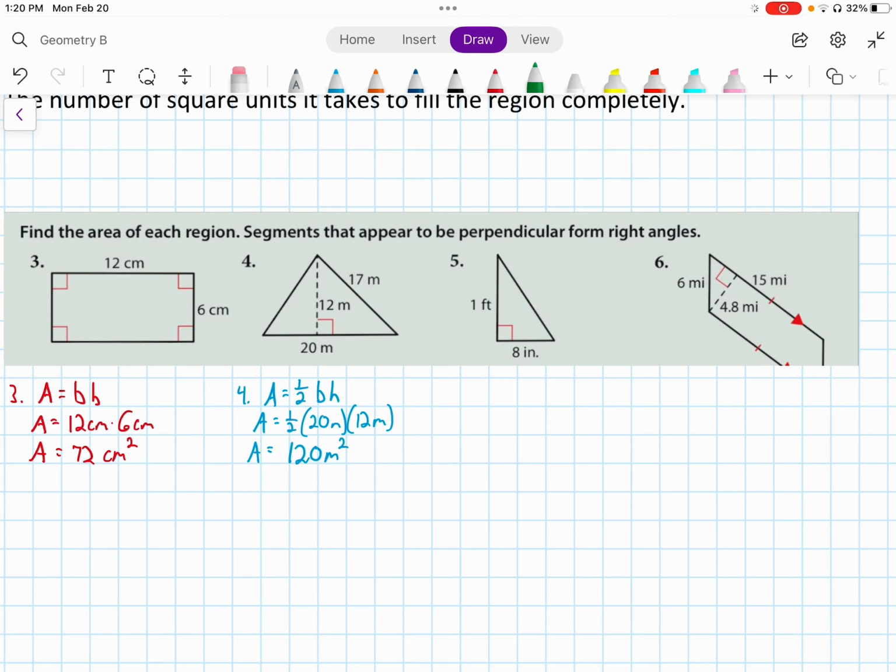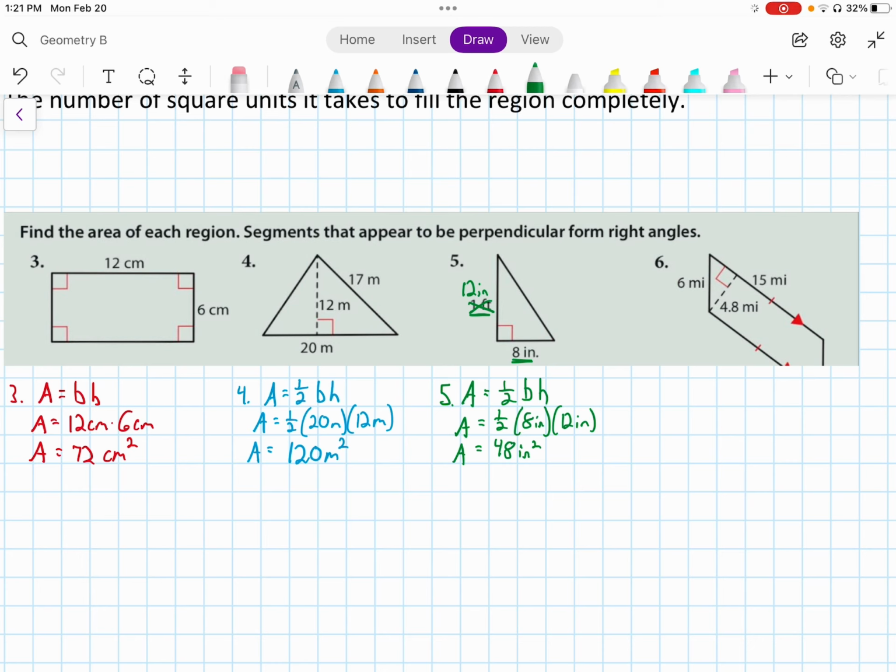Next one, also a triangle. However, notice they give this to us in different units. So let's change the 1 foot to 12 inches. So number 5, area of a triangle is 1/2 base times height. Those two measurements are perpendicular. So our base is 8 inches. The height is the 1 foot, which we are writing as 12 inches. Half of 8 is 4, and then 4 times 12 is 48 inches squared.